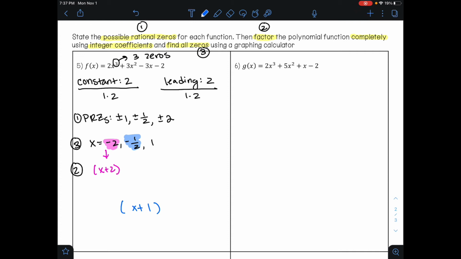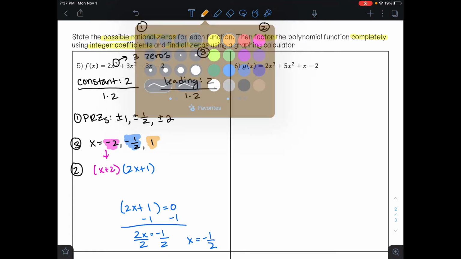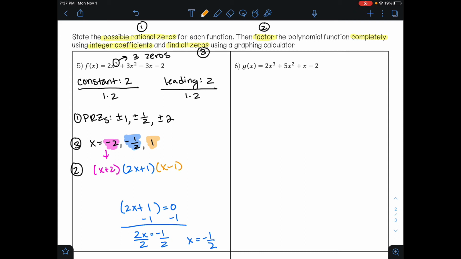And then if I'm dividing by 2, the opposite of dividing by 2 is multiplying by 2. And let's think about this. If I were to solve this for x, I would subtract 1 on both sides and get 2x equals -1, divide both sides by 2 to get -1/2. So the factor here would be 2x plus 1. And then last but not least, if 1 is a 0, then that means that x minus 1 was a factor. So here are my factors.